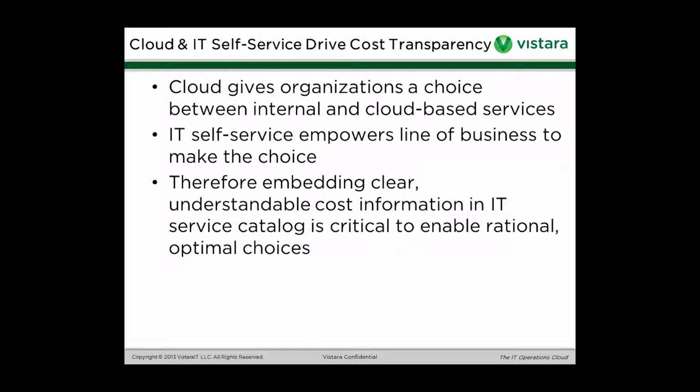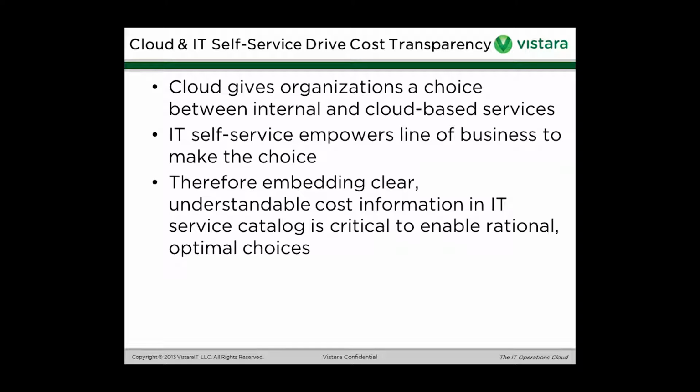So for a line of business professional to be able to make a rational choice in procuring a service, they've got to understand not just what the service is, but also what the cost of that service will be to the line of business if you're doing chargebacks, or to the organization as a whole if you're just doing cost allocation and showbacks, which is still more common. And it's also critical that a line of business understand not just the costs they're going to be charged, but also what they're getting for that service.